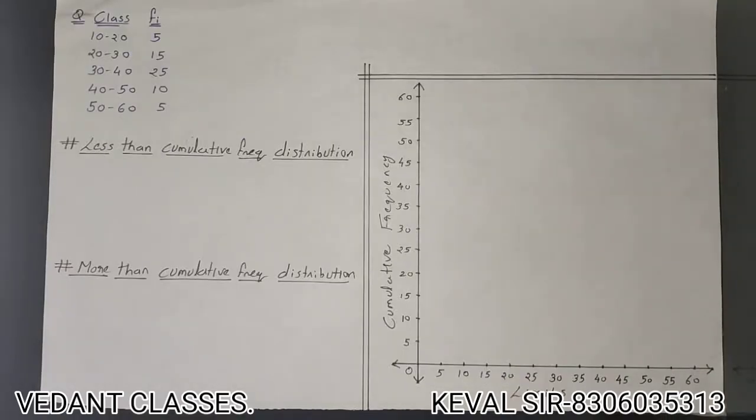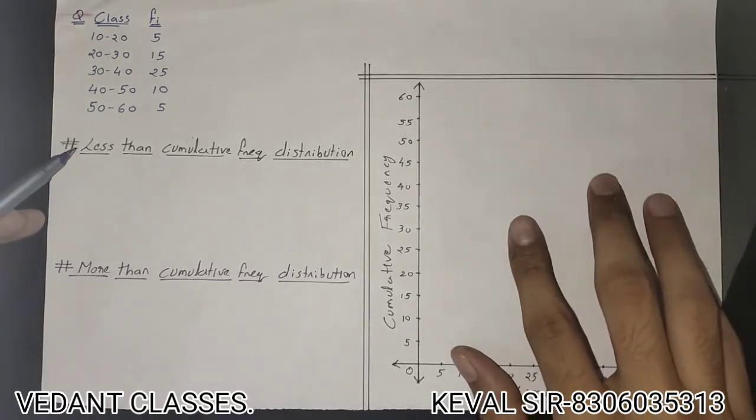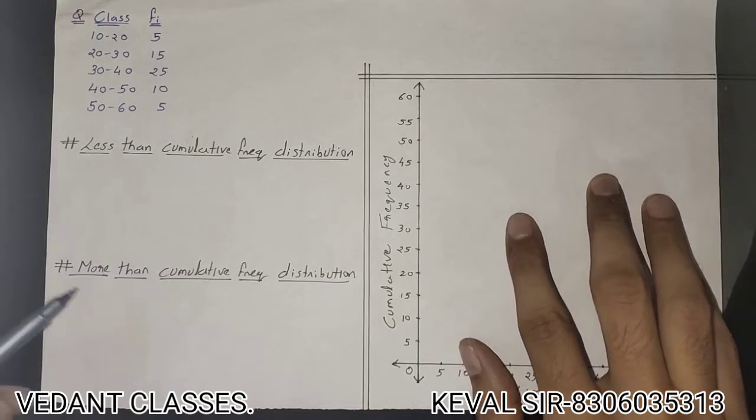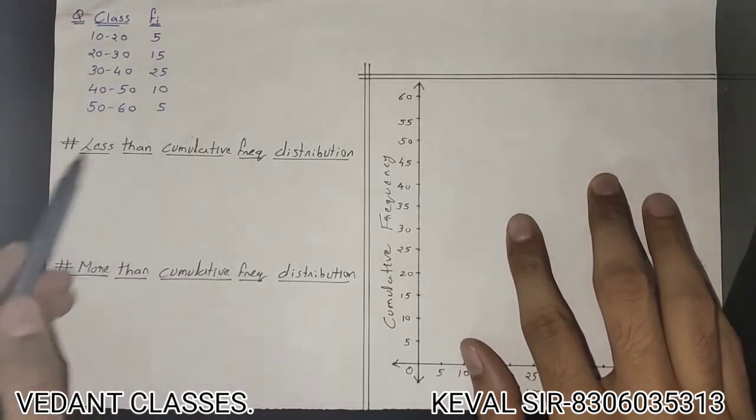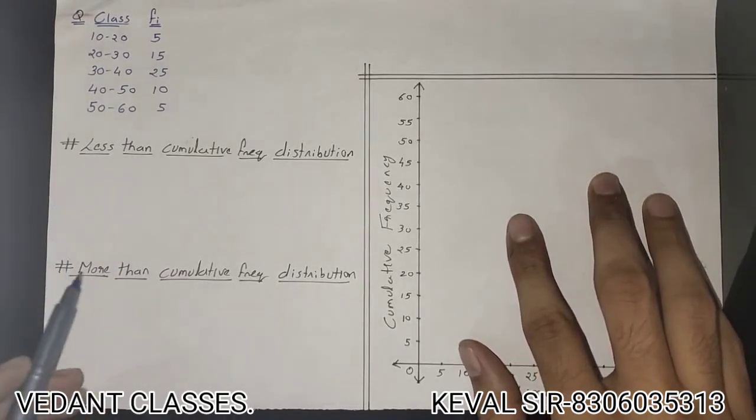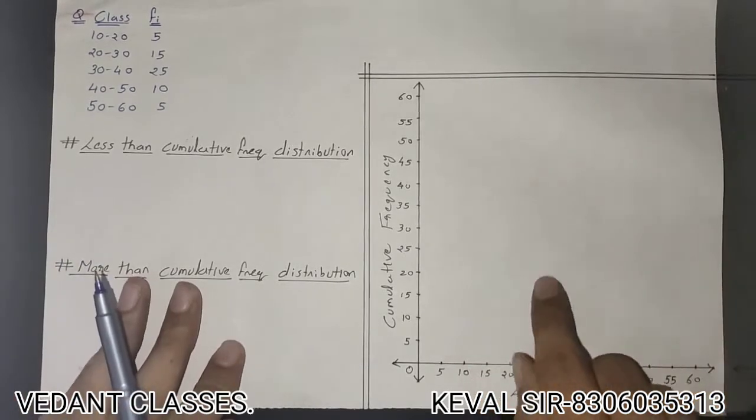Now let's solve a question for the cumulative frequency distribution. In this question we are going to determine the less than cumulative frequency distribution, then the more than cumulative frequency distribution, then we'll make a graph for the less than ogive, then we'll make a graph for the more than ogive, and we'll find the value of median using the graph.